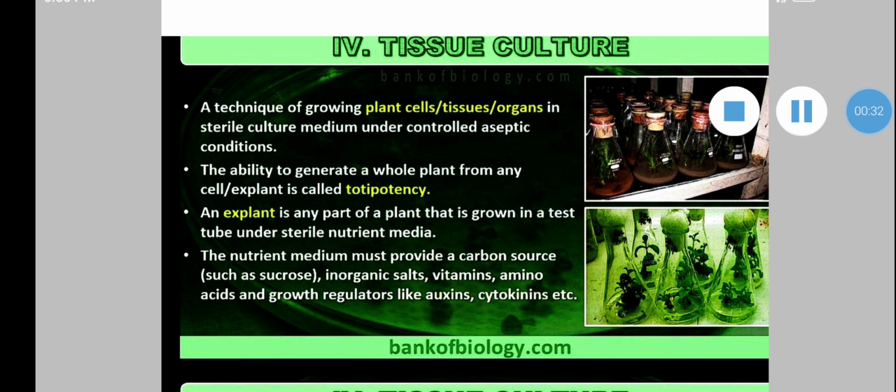The part of the plant which is used in tissue culture is called explant. You know that plant tissue culture is based on the principle of totipotency. Totipotency is the ability of a living plant cell to grow, to divide and redivide, and give rise to a whole plant.